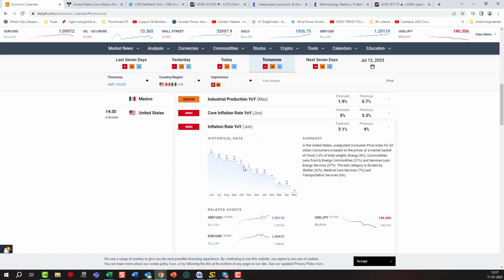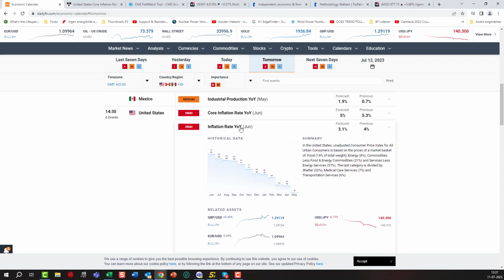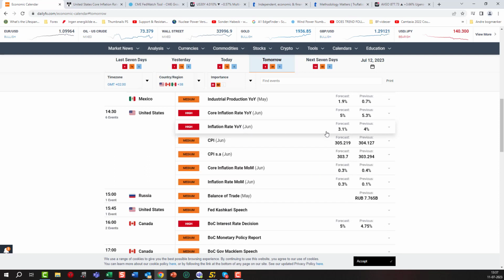If we have a look at that, this is on the daily FX, but you can find this number in many places. You can see that in June last year that was 9.1%, and now it is only 4. So it is definitely going in the right direction. We don't want too much inflation in society because that simply makes the economy really weak. However, we don't want it to be too low as well.